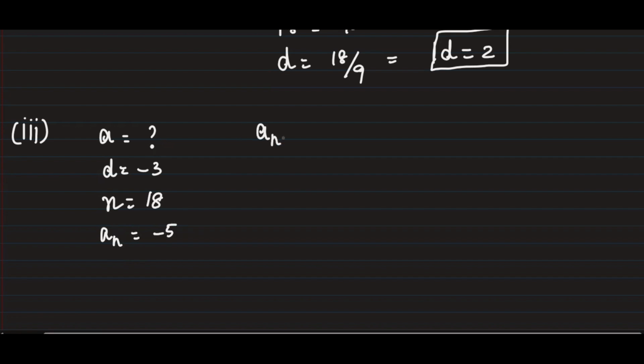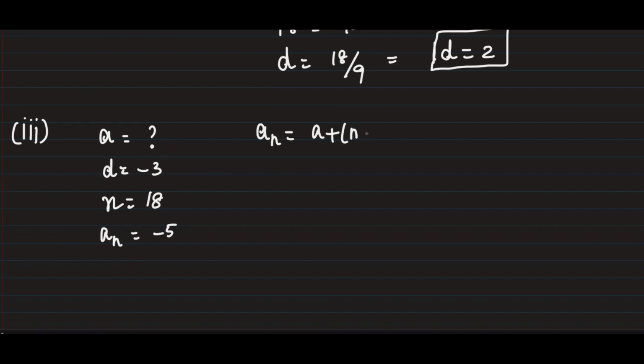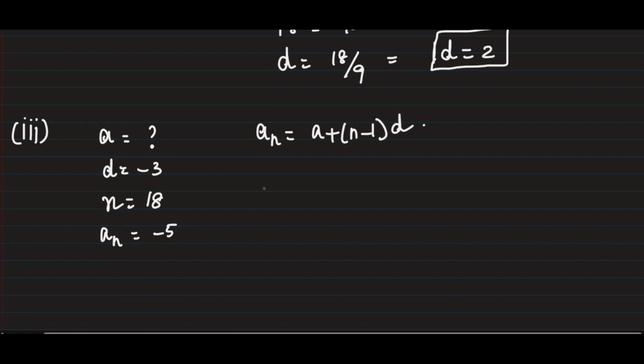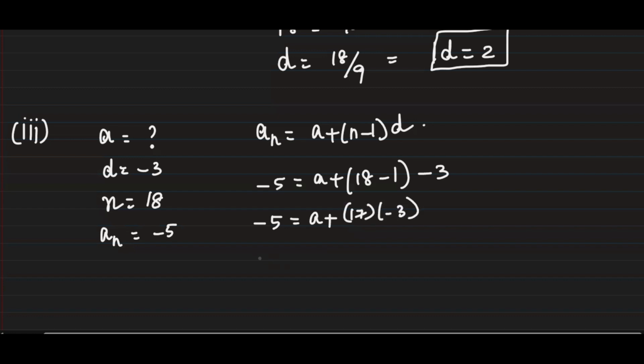You can use the same formula. AN is equal to A plus N minus 1 into D. AN is minus 5, so minus 5 is equal to A, which we don't know, plus N value 18 minus 1, into D value minus 3. So minus 5 equals A plus 17 into minus 3. 17 into 3 is 51, so 17 into minus 3 becomes minus 51.